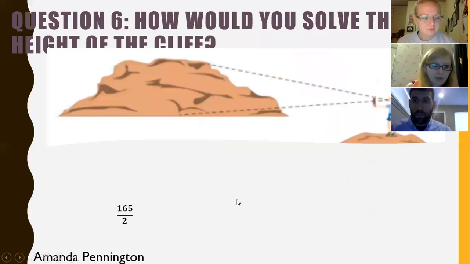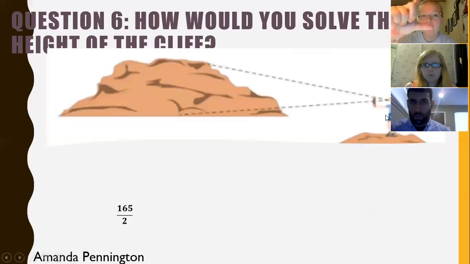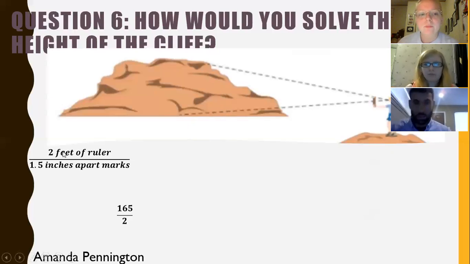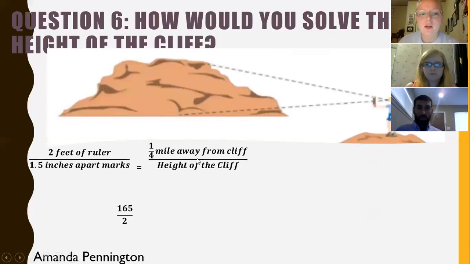Amanda, how would you solve the height of the cliff? Okay, so that's a good question. We know from this picture that this girl right here is holding up a ruler at the cliff, from the top point to the bottom point. She needs to know how she could find the height of the cliff. She has a 2-foot ruler, and from her point of view the cliff measures 1.5 inches from top to bottom. We're going to write the equation, and we know that she is 1/4 of a mile away from the cliff. We need to solve for the height of the cliff.